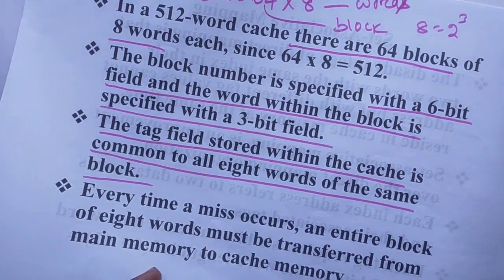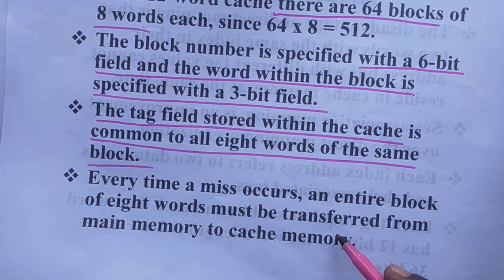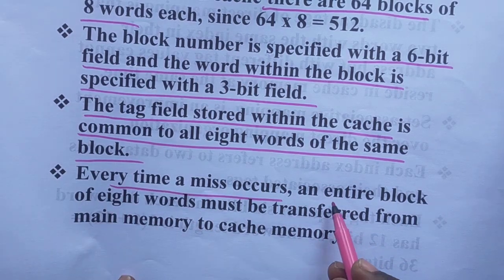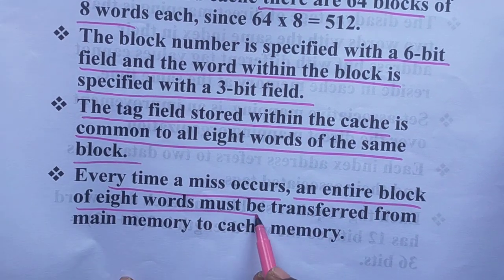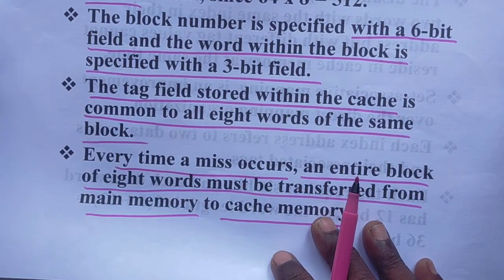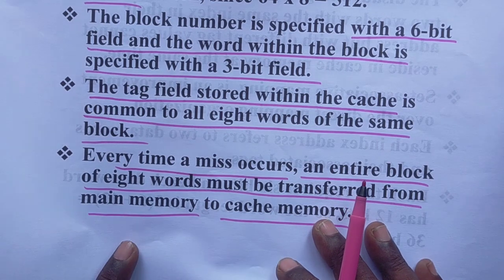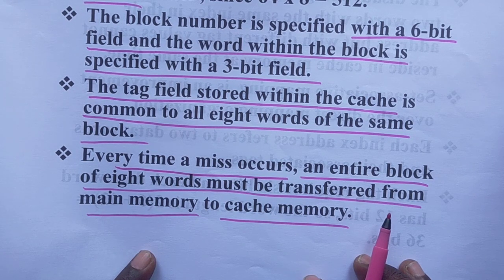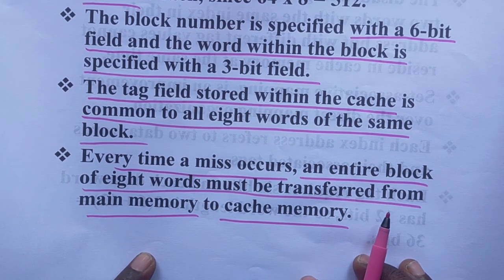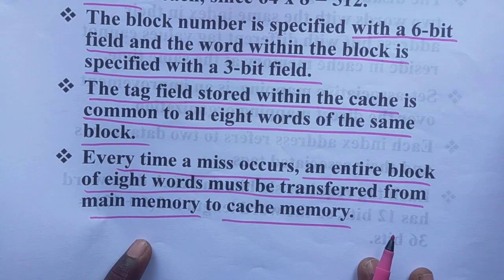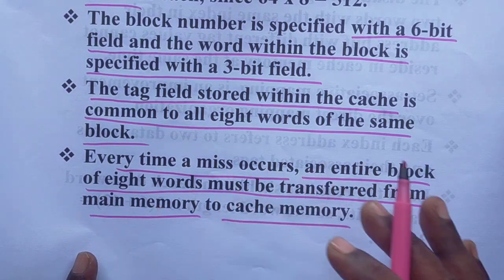And sometimes a miss also occurs. Every time a miss occurs, what happens? An entire block of 8 words must be transferred from main memory to cache memory. Suppose a word is not available, then the entire block with 8 words must be transferred from main memory to cache memory. Okay, this is the overall concept of direct mapping with the block, tag and index. In this way we can also define it.